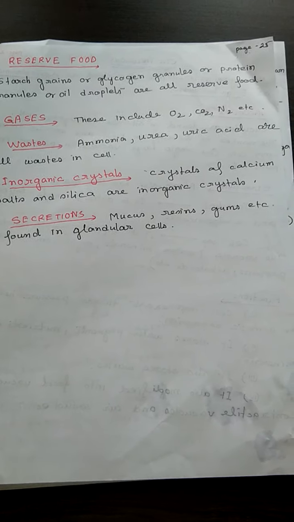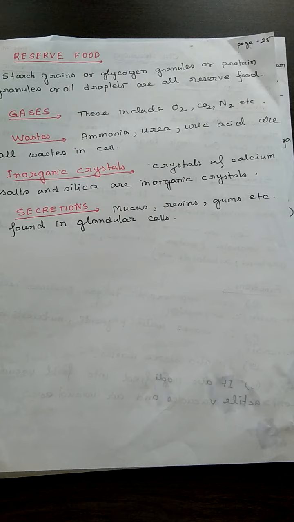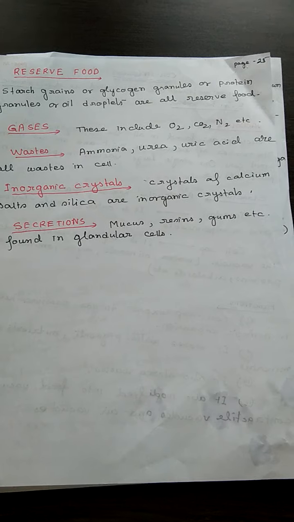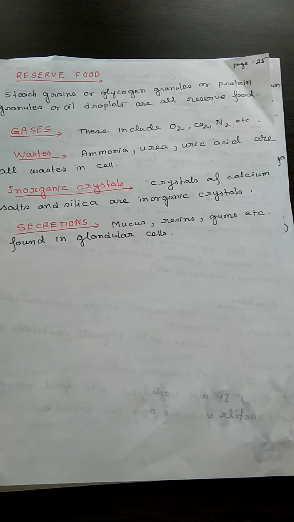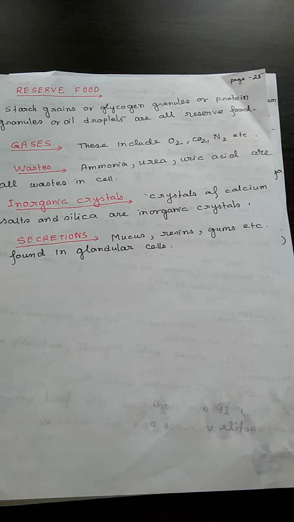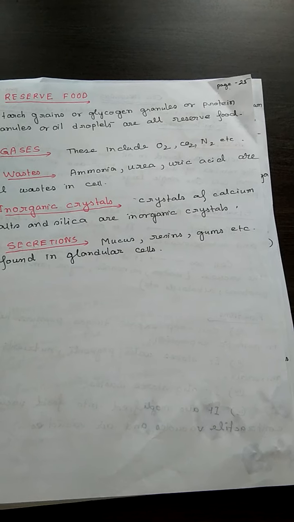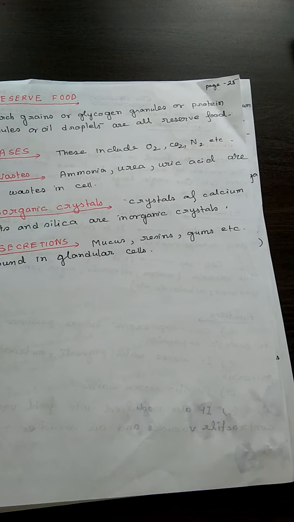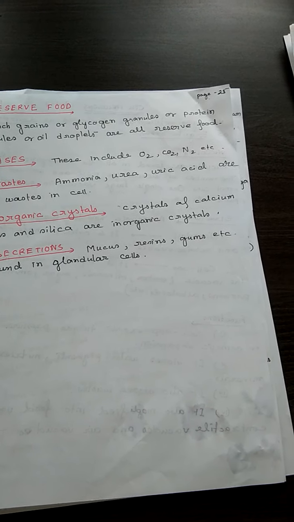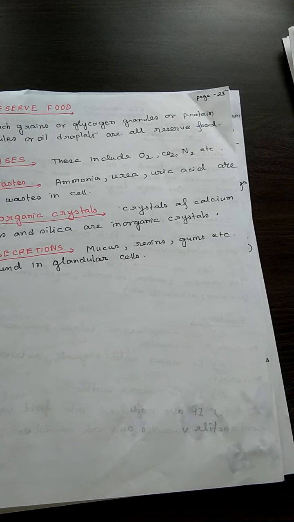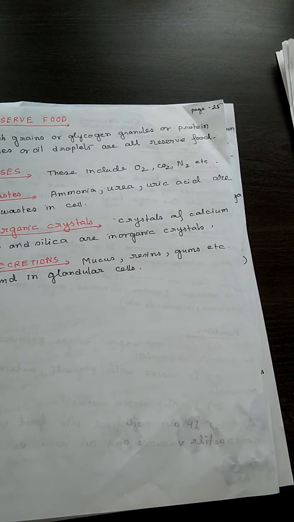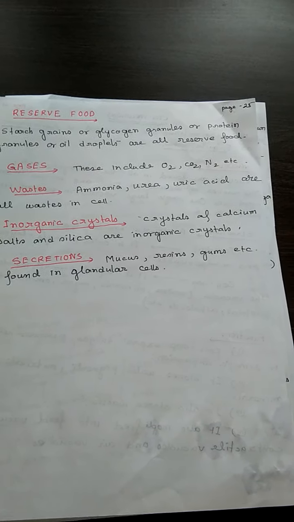Okay. The next one is reserve food. This reserve food may be in the form of starch grains, glycogen granules, protein granules or oil droplets. And the categories are gaseous, which includes oxygen, carbon dioxide, nitrogen; waste, ammonia, urea or uric acid; and inorganic crystals, sometimes present as crystoliths, okay, and raphides. And some of this reserve food as secretion is found in granular cells and includes mucus or resin and gum.